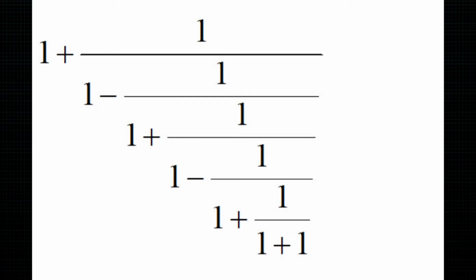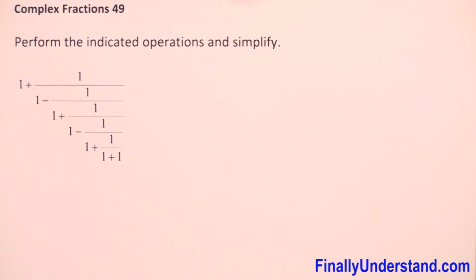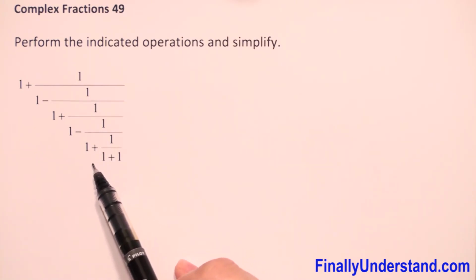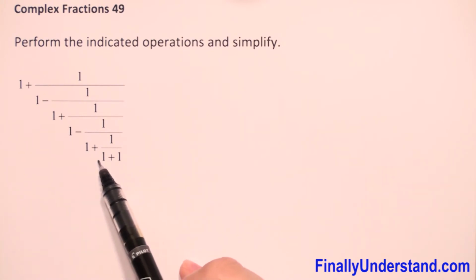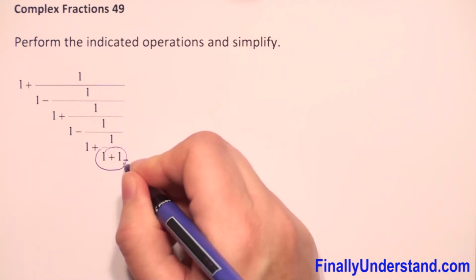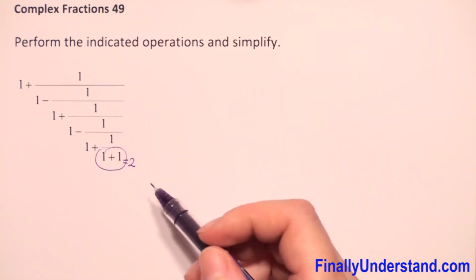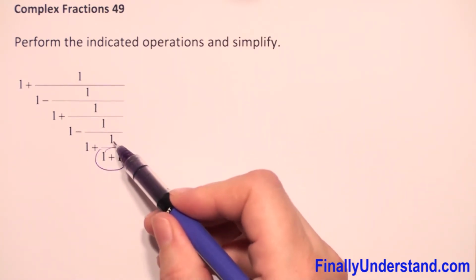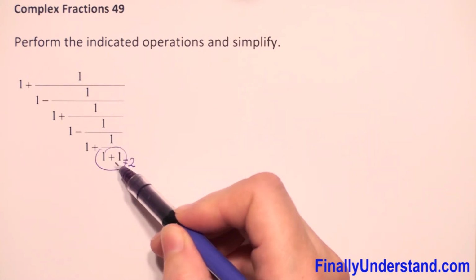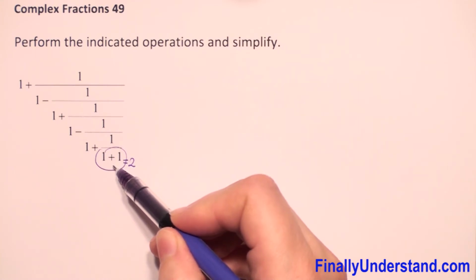We have to perform the indicated operations and simplify. So first, when we have an example like this, we have to go inside to our fraction. The smallest operation we have to do is 1 plus 1. 1 plus 1 is 2. So now we see that we have 1 over 2. So 1 over 2 is 1/2.